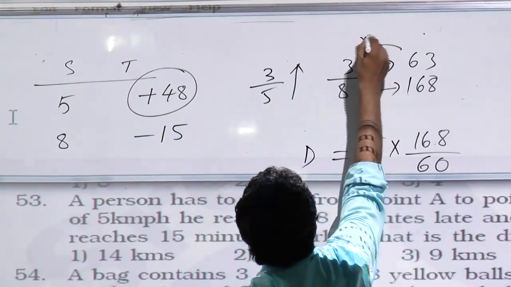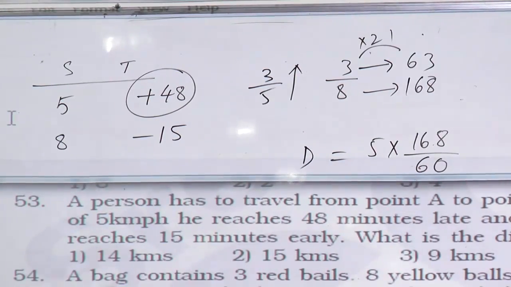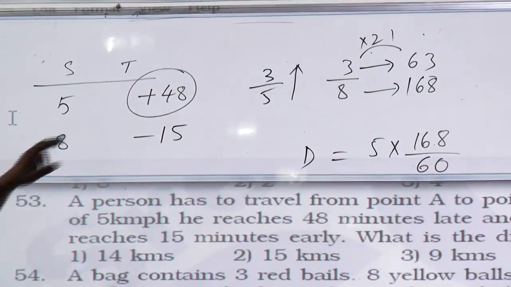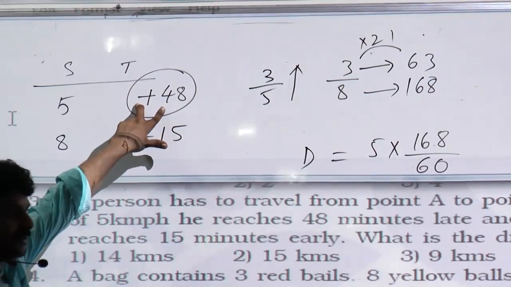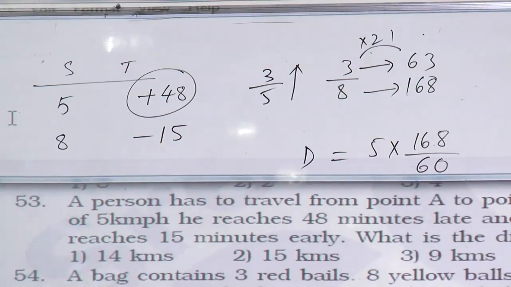So here it is 21 times. 3 21s 63, 8 21s 168. The time taken in first case is 168, not the value of t here. Remember.